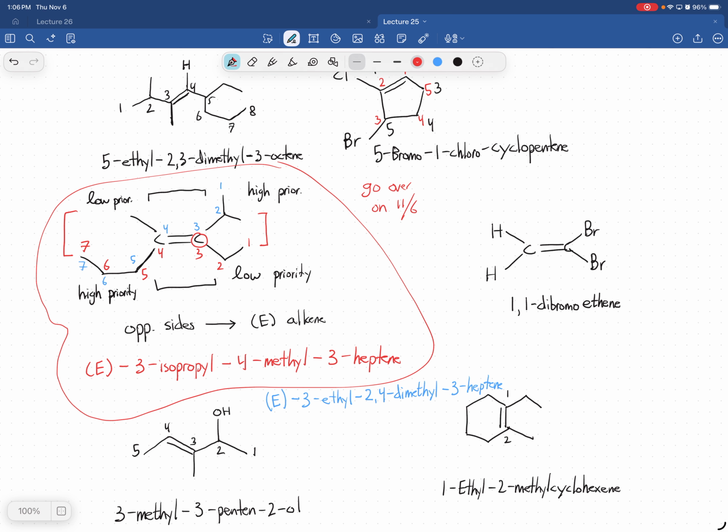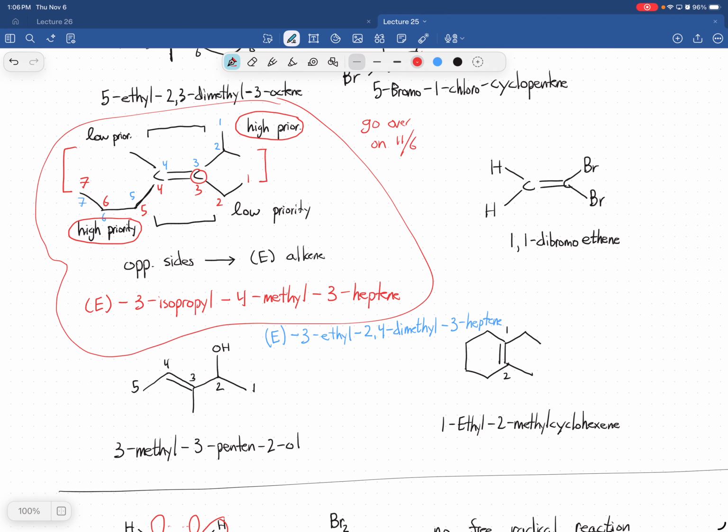So we named them wrong last time, or I named them wrong. But you look at the sides. My higher priority is right here, and my other higher priority is right here, so they're diagonal from each other. That's trans, or an E-alkene. We also named it incorrectly, so I want you to change that. We want to change this name to this.